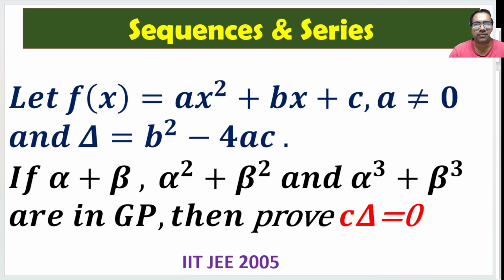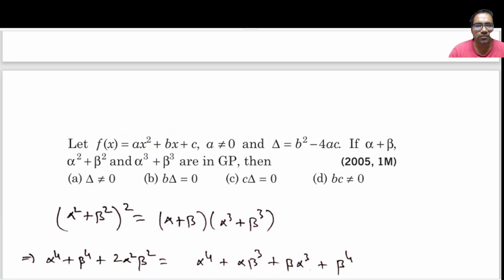This is a nice problem. This came in 2005 IIT JEE. Now we are given that alpha plus beta, alpha square plus beta square and alpha cube plus beta cube are in geometric progression.